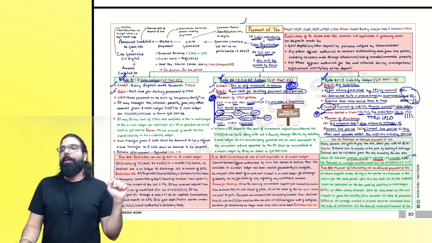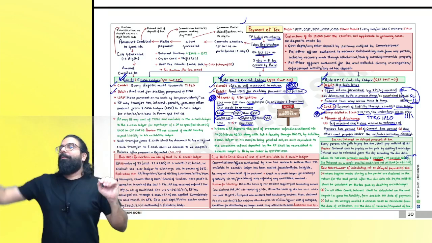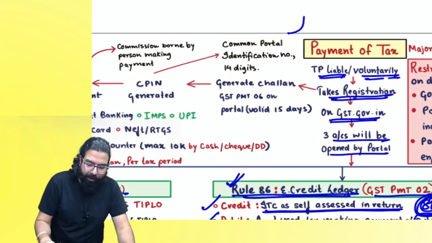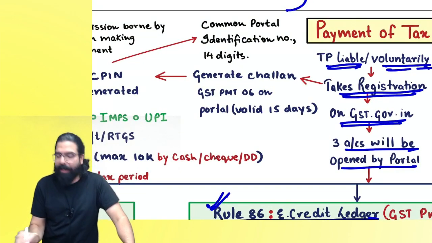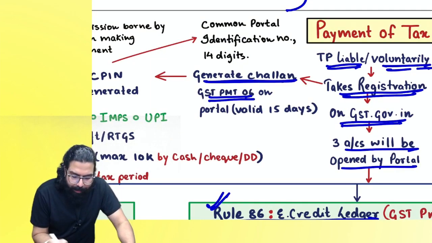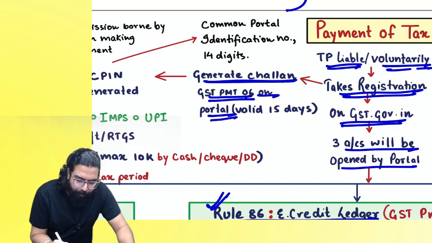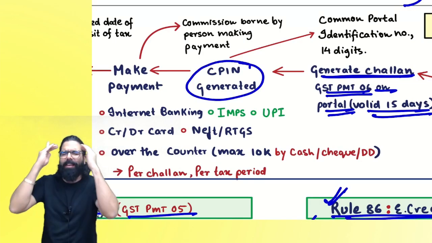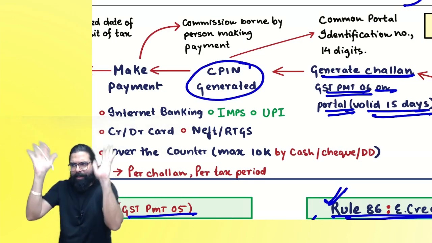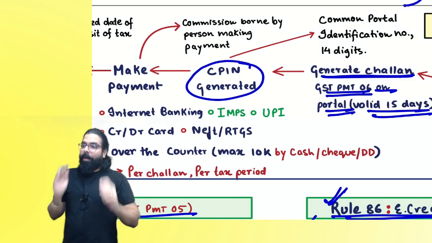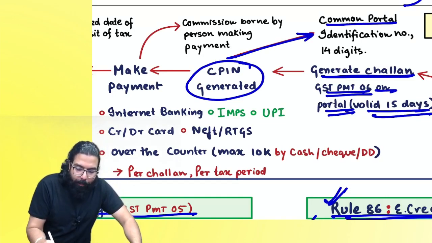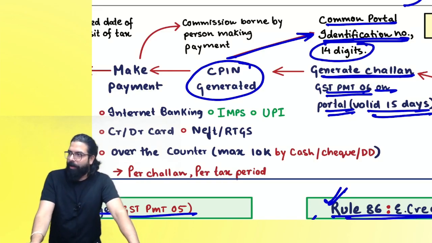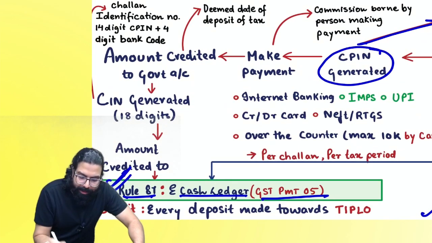What will you do for the remaining amount you have to pay? First you have to deposit it in your e-cash ledger and then use your e-cash ledger. Everyone, how to deposit in your e-cash ledger? First you have to go online and generate a challan, which is GST PMT-06, and the challan is valid on the portal for 15 days. Once the challan is generated, you will get one CPIN. Do you remember we generated the challan in class? Yes, sir. CPIN, the common portal identification number, is a 14-digit number. Are we clear? Now, once the CPIN is generated, you will make the payment.